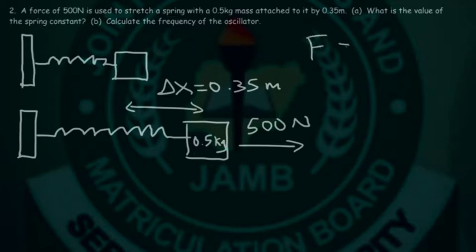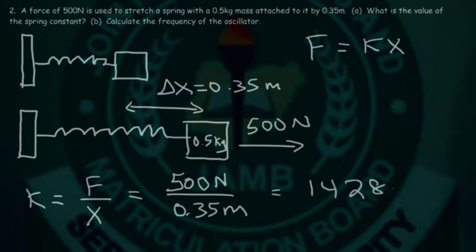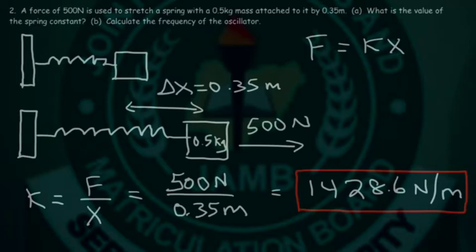So how can we calculate the spring constant? Well, we know that the force is equal to kx based on Hooke's law. So the spring constant k is the ratio between the applied force and the amount that the length of the spring changes. So it's going to be 500 newtons divided by 0.35 meters. And so that's going to be 1428.6 newtons per meter. So that's how you can calculate the spring constant of a spring. It's simply the force divided by the change in length.